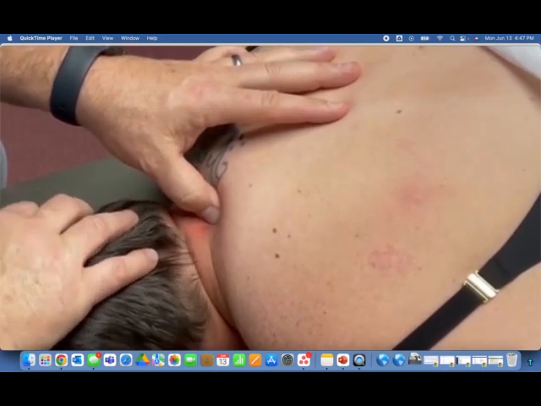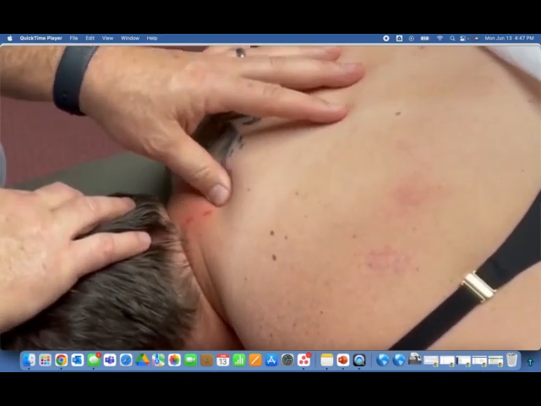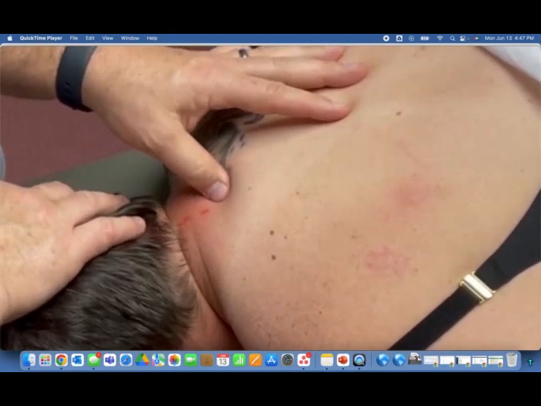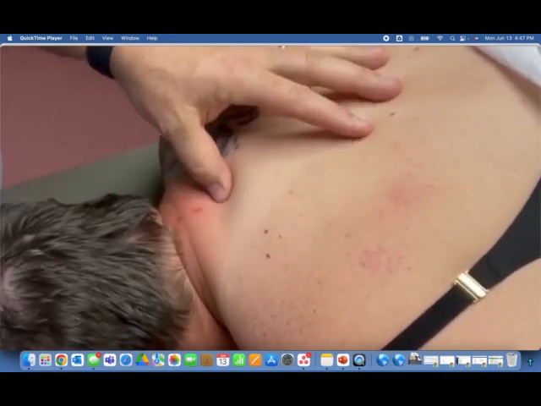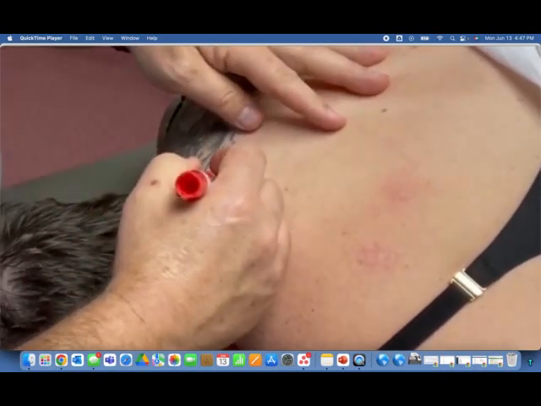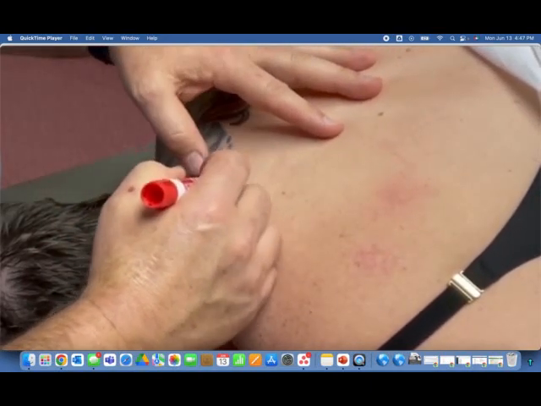That spinous process is moving. If I drop down to my next one and try to rotate here, that one does not move. So this I can identify as T1.